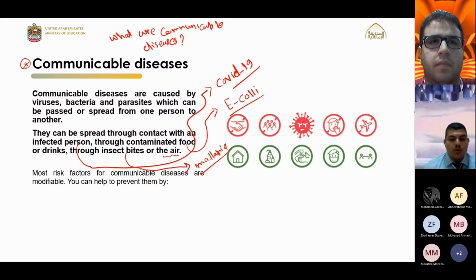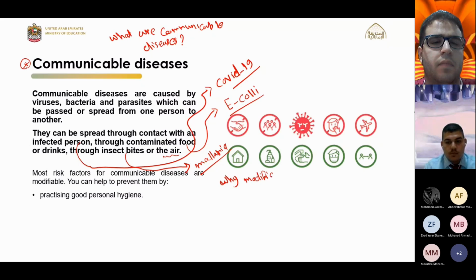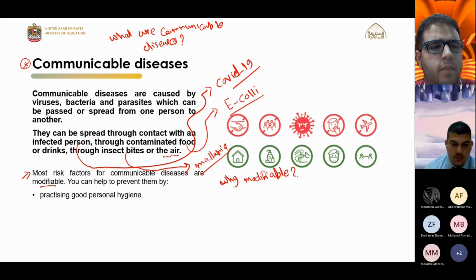So, most risk factors for communicable diseases are modifiable. Why modifiable? Who can answer? We mean something that we have control over, that you can change. For example, you can change it by what?